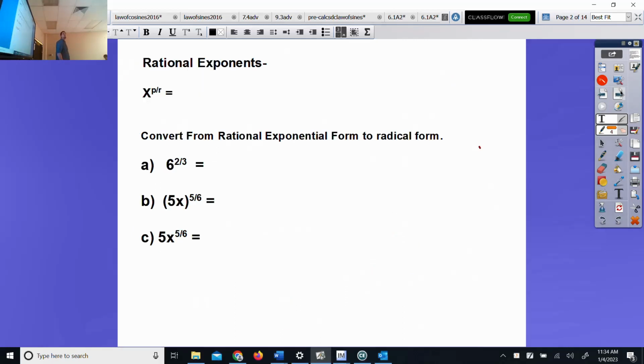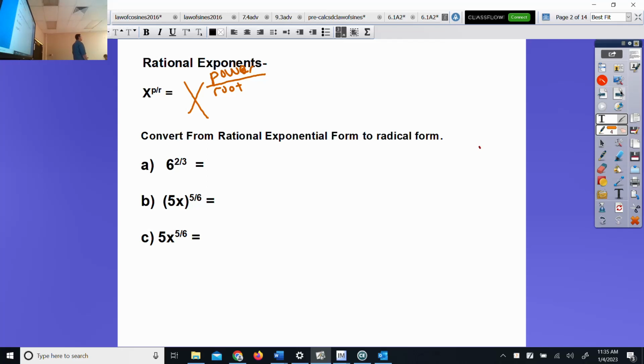Slide 2. The x to the p over r rule. What's the p stand for? Power. Oh, I'll just write that out. This is x to the power. What's the r stand for? Root. Power over root. How do you rewrite something in the form x to the p over r as a radical?